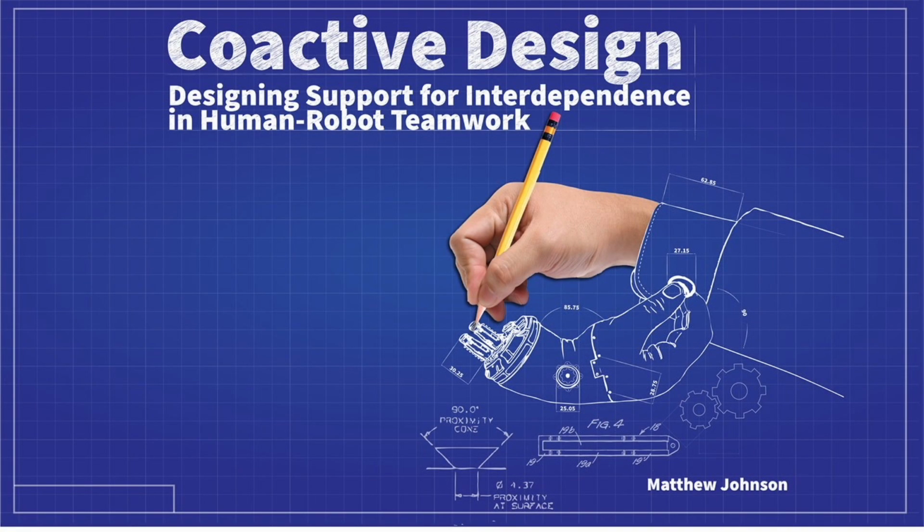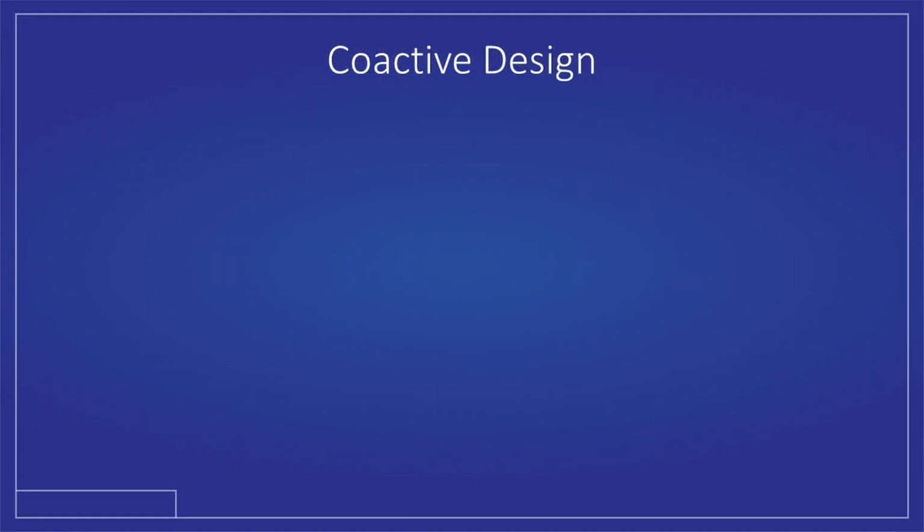In the last video, we introduced Coactive Design, which is about designing support for interdependence in human-robot teamwork. Today, we're going to introduce a tool called the Interdependence Analysis table that helps us do that. For a more detailed explanation of Coactive Design, please check out my video on that topic.